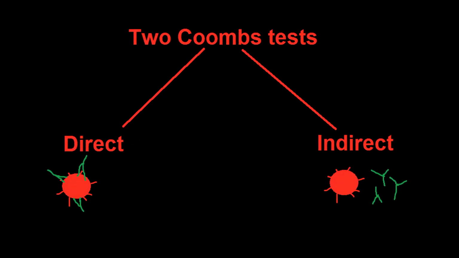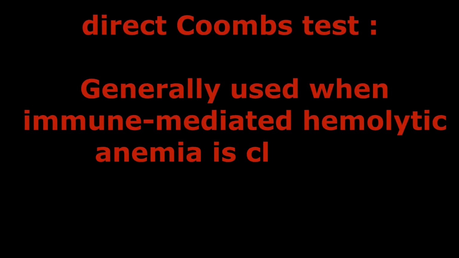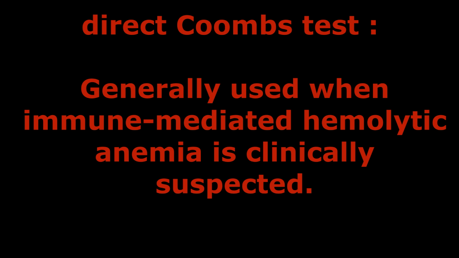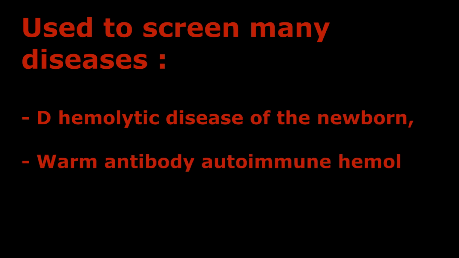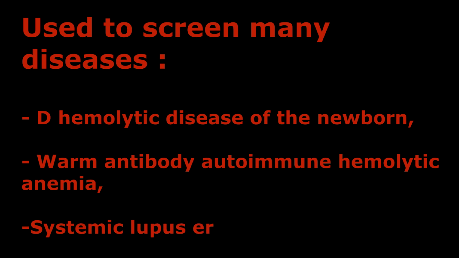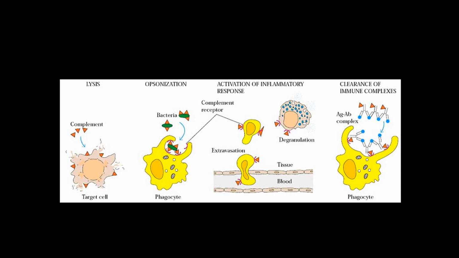In practice, we have two Coombs tests, the direct and the indirect Coombs test. The direct Coombs test is used when immune-mediated hemolytic anemia is clinically suspected. Direct Coombs test detects antibodies or complement fractions on the red blood cell's surface. We can use it to screen many diseases like the hemolytic diseases of the newborn, warm antibody autoimmune hemolytic anemia, and systemic lupus erythematosus. In all these diseases, antibodies are responsible of destruction of cells by fixing specific membrane antigens.